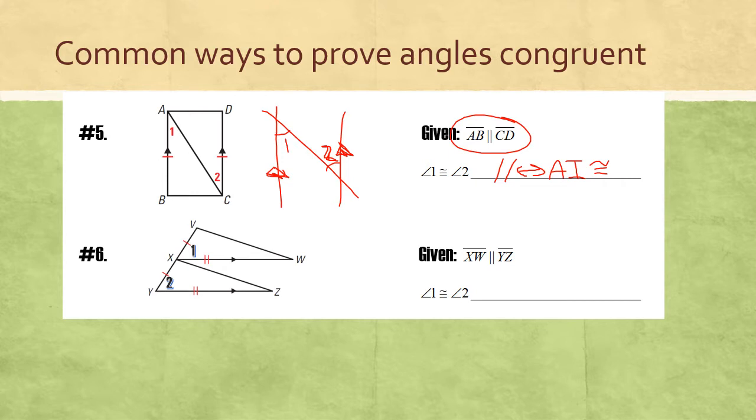On example 6 here, if I tell you again that the segments XW and YZ are parallel to each other, and now we're looking at angle 1 and angle 2. If I were to redraw this picture and get rid of all the extras, here's angle 2 and here's angle 1. Well, if these two lines are parallel, how can I say that 1 and 2 are congruent? Well, that's because they're corresponding angles. So again, we need to get used to using our parallel lines in our shapes.